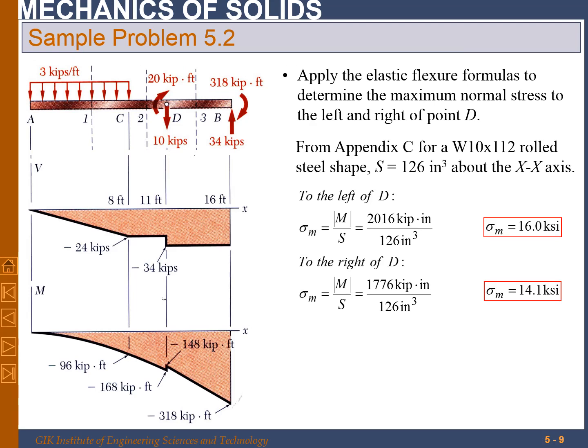If you look at the distribution, it's a uniformly distributed load from A to C, but if you look at the shear force, it varies linearly. And from C to D, it's constant because there is no load between C and D, and again there is a change in load. From D to B, there is no load acting on that, so again it will be constant from D to B.